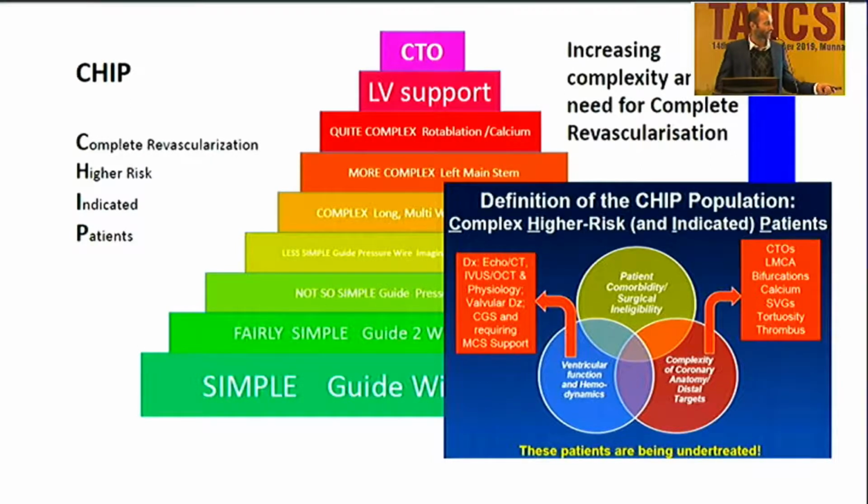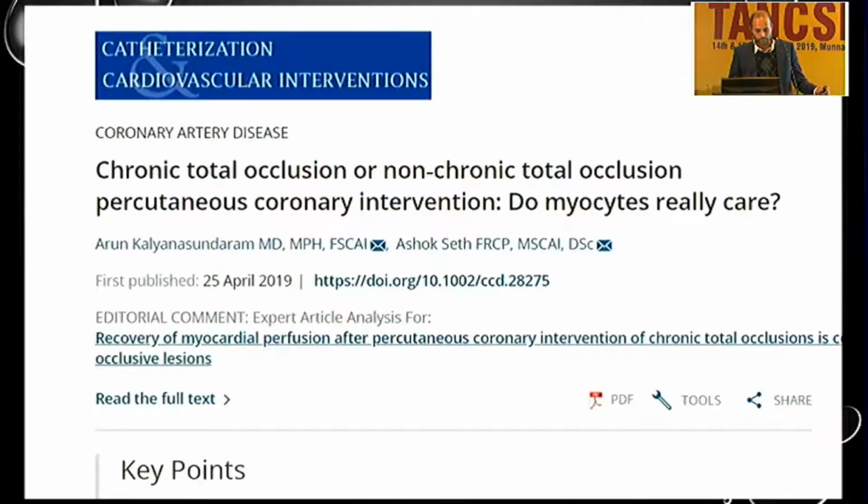This, unfortunately, is an undertreated population. So it can be due to anatomy, which we've talked about. It can be due to hemodynamics, or it can be just that the patient is really frail and is like 95 years old or something. So it can be patient substrate, hemodynamics, or the anatomy itself.